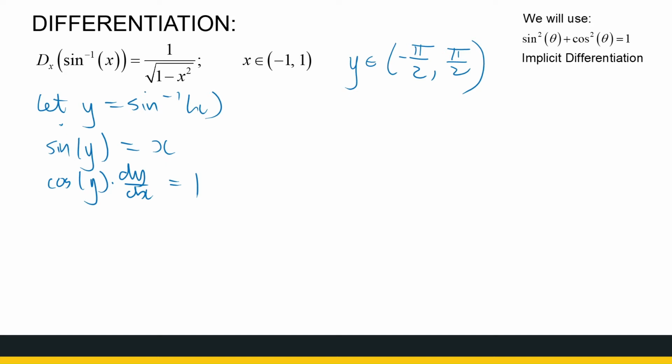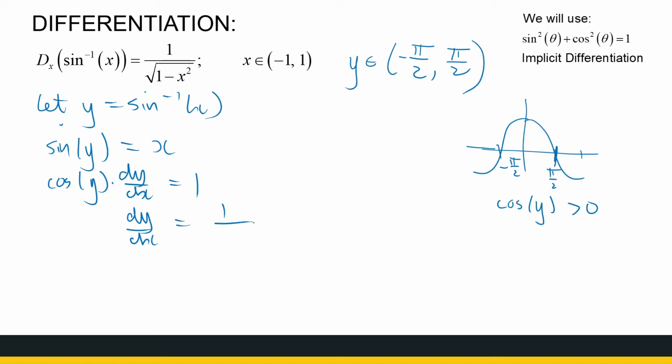Now, since y is between minus pi over 2 and pi over 2, I know cos of y is non-zero. I'm going to sketch cos of y between those two. Cos of y is going like this. That's pi over 2, and that's minus pi over 2. So I know cos of y is definitely positive, so I can divide by that. So dy dx is 1 over cos of y.